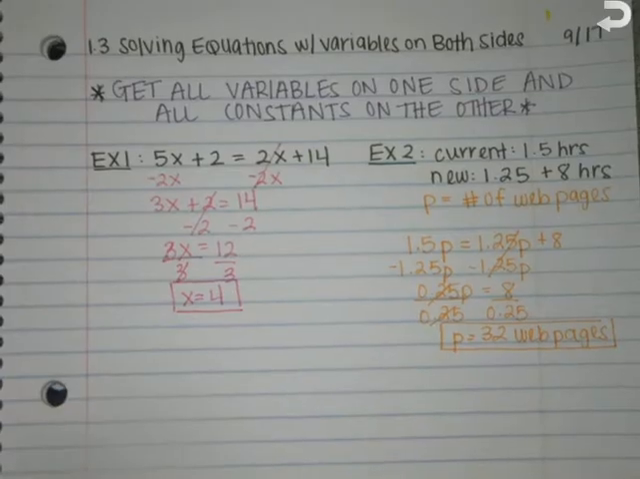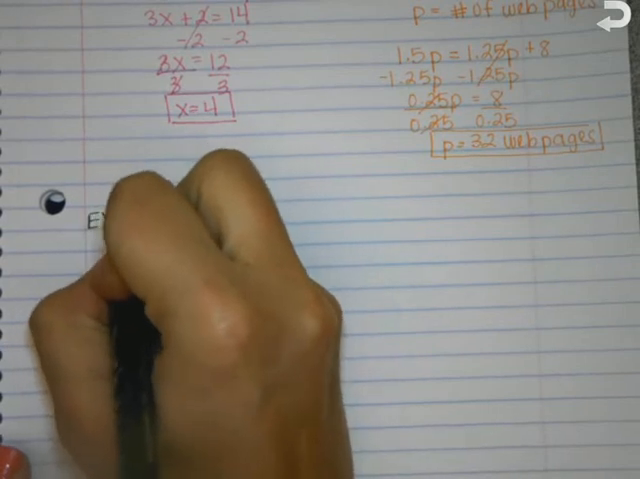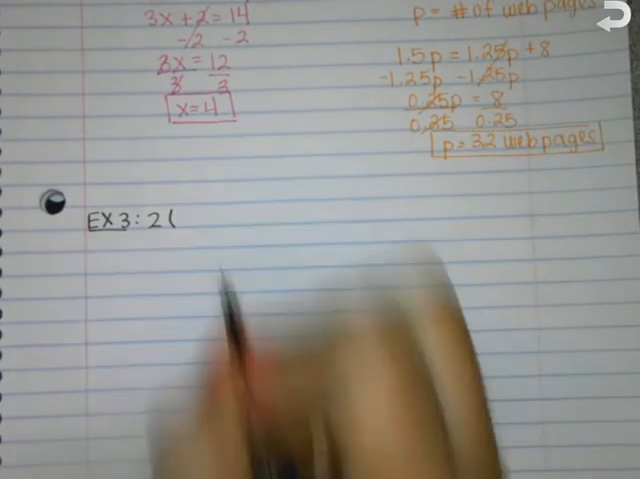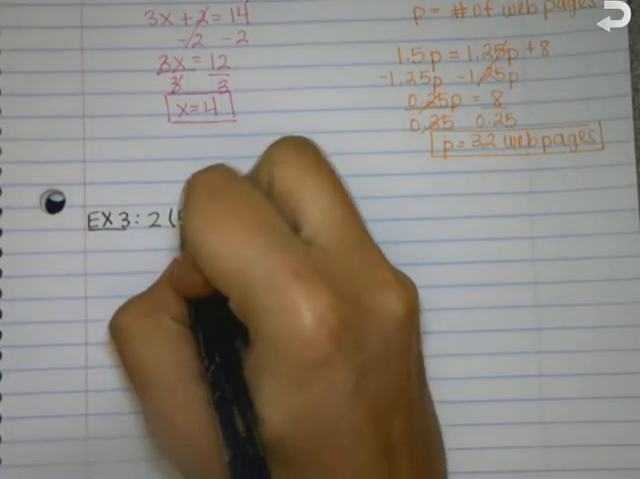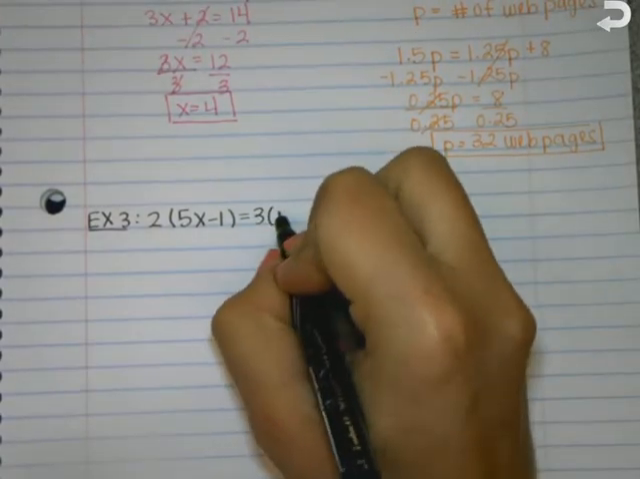All right, so back to your notebooks, example 3. We're actually almost done, so if you want to give yourself some extra space, that's fine. 2 times, in parentheses, 5x minus 1 equals 3, in parentheses, x plus 11.